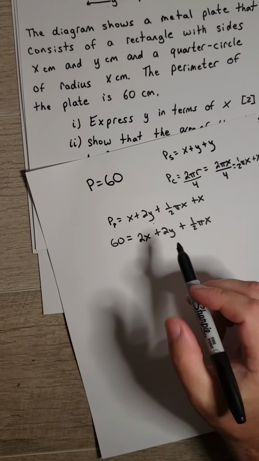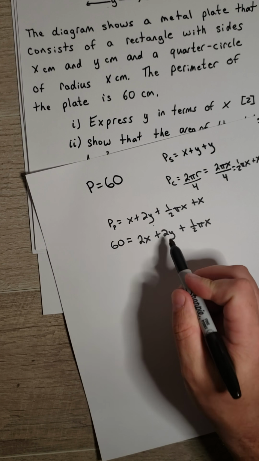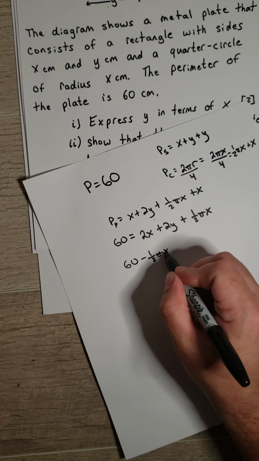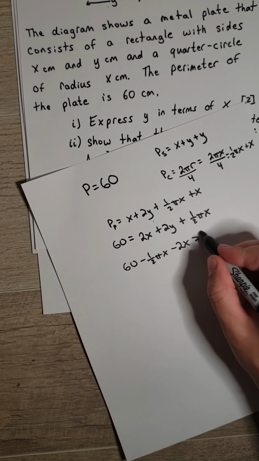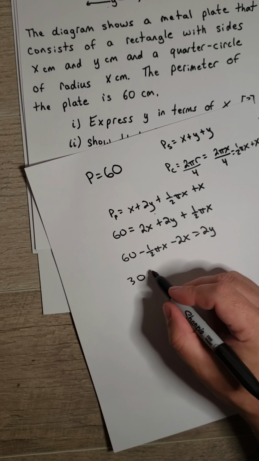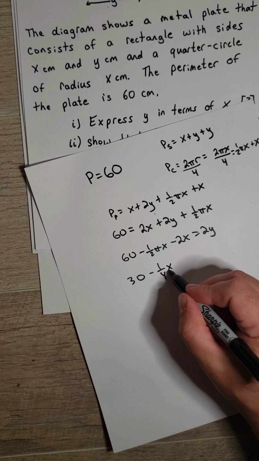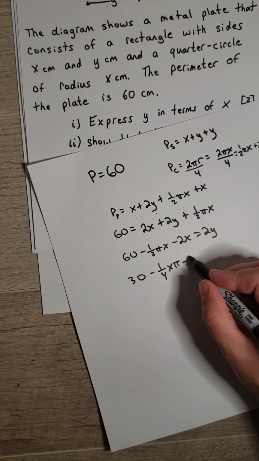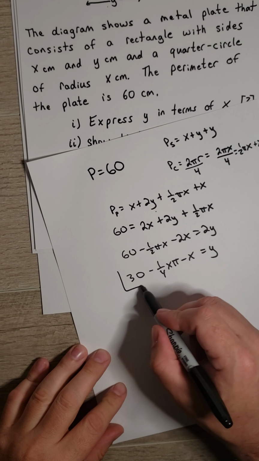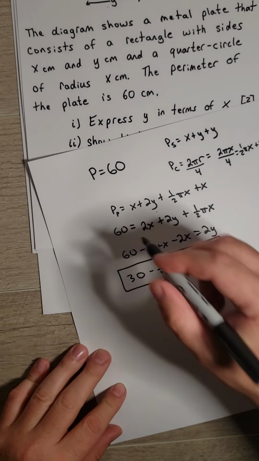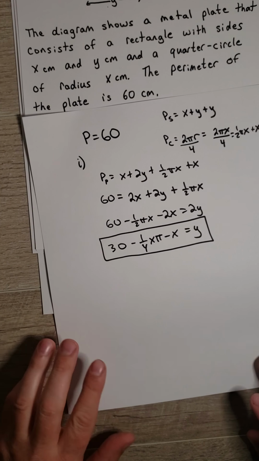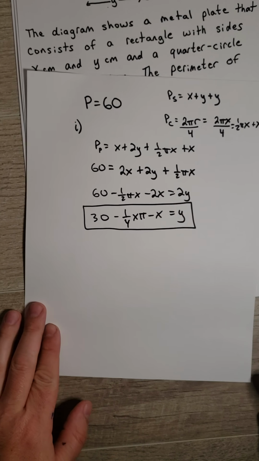So I subtract this over, and then divide by the 2. So it's going to give me 30. It's going to make this a quarter, and just make this x. So there's my expression for y in terms of x. Comes from part I.